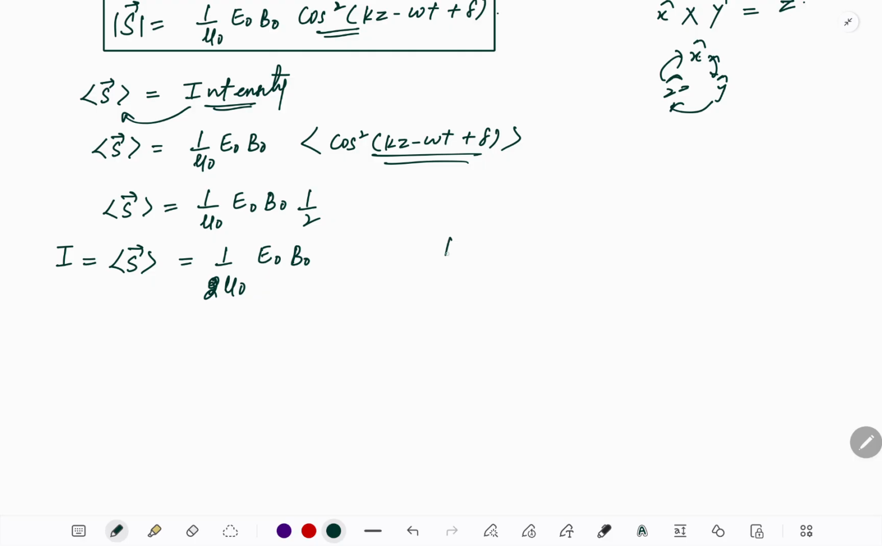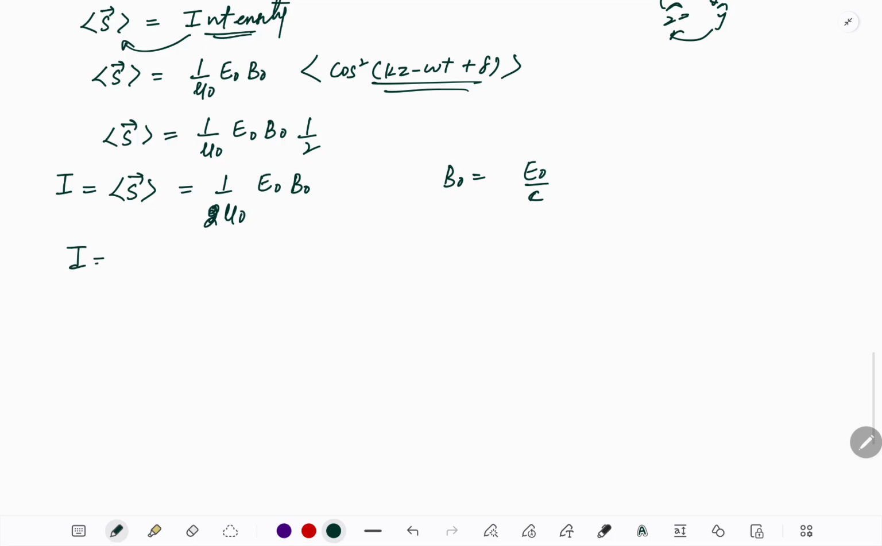But we know B naught is actually E naught by c. There is no problem in that. So the intensity, the average of the Poynting vector, equals 1 over 2 mu 0, E naught times E naught by c. So it becomes 1 over 2 c mu 0, E naught square. Is there any problem? No problem at all.